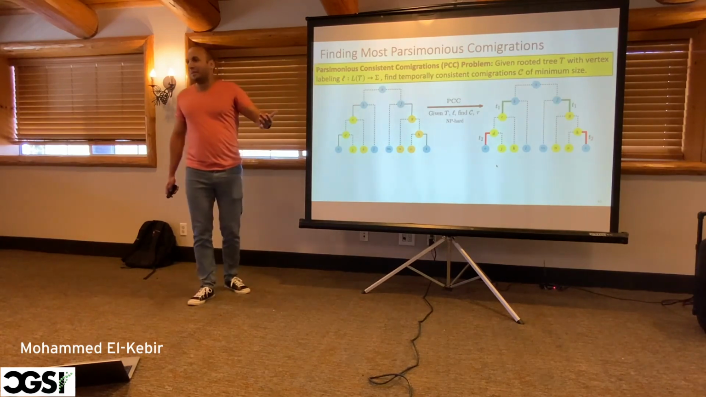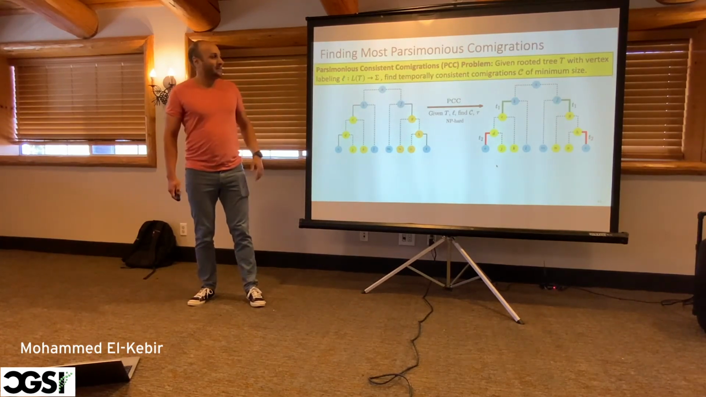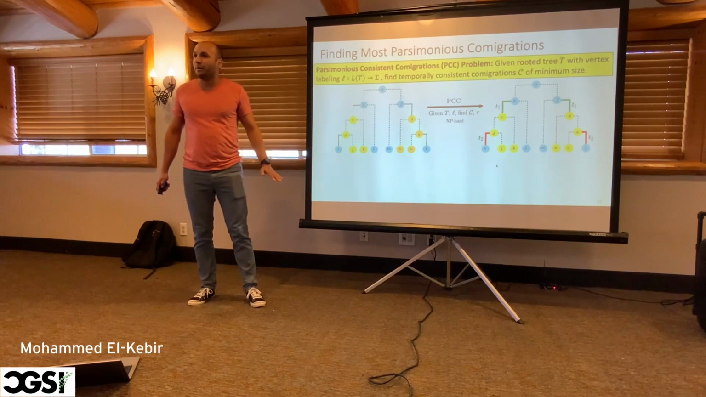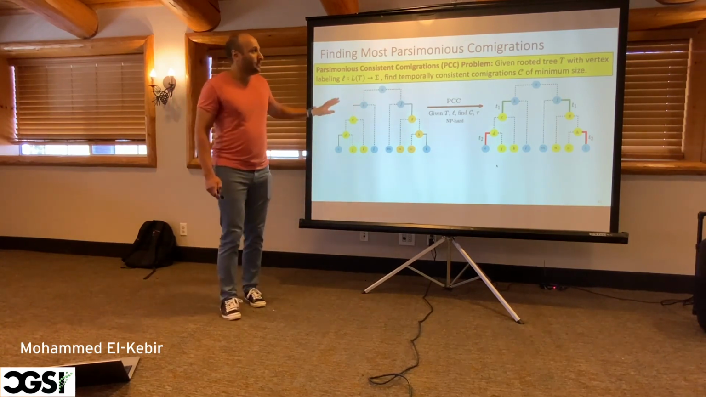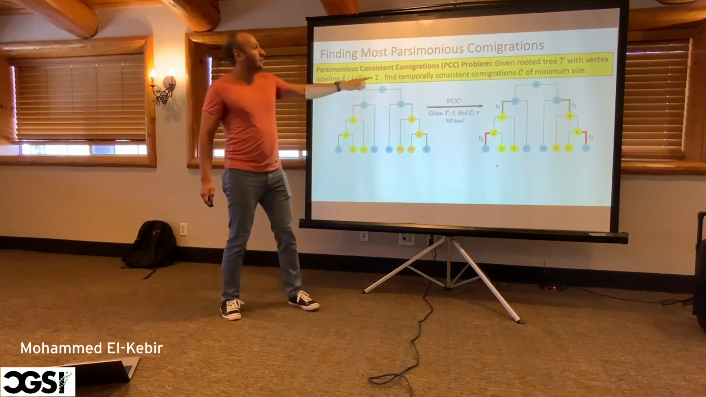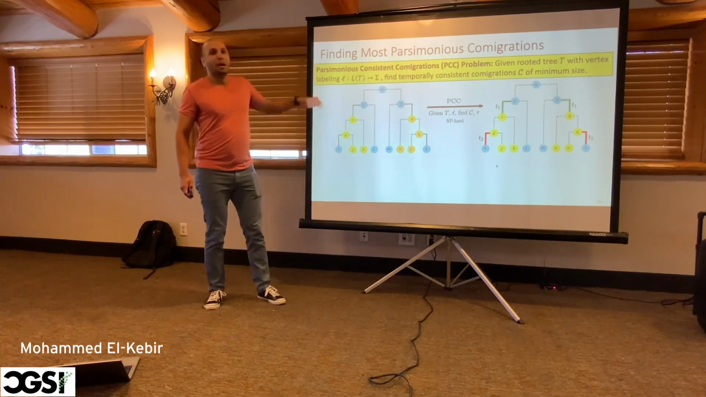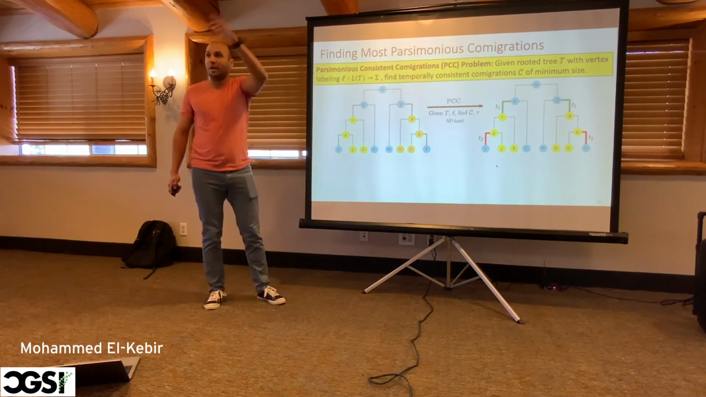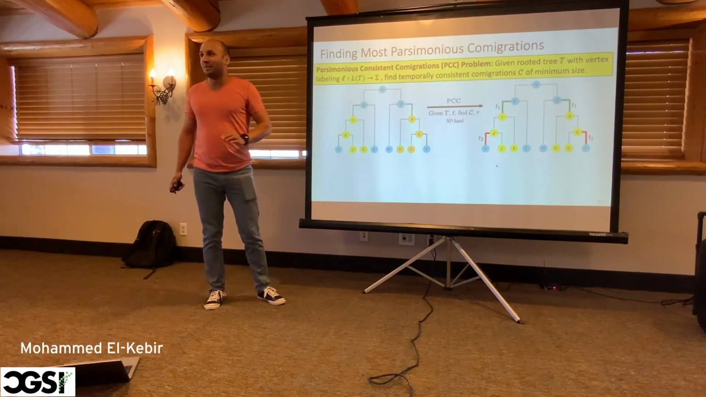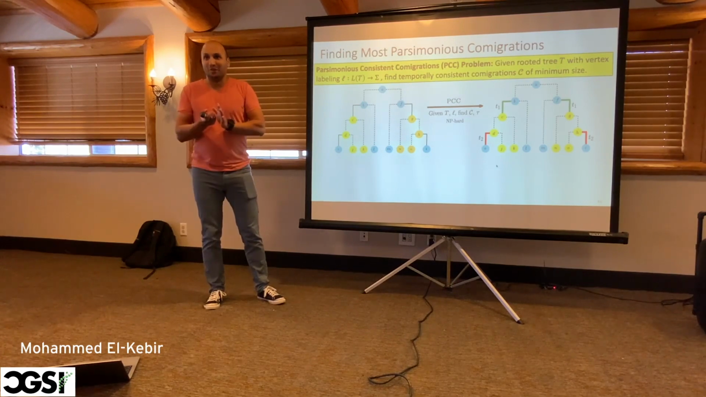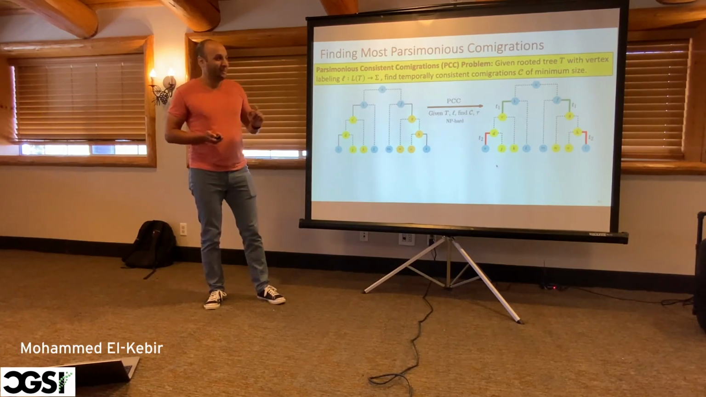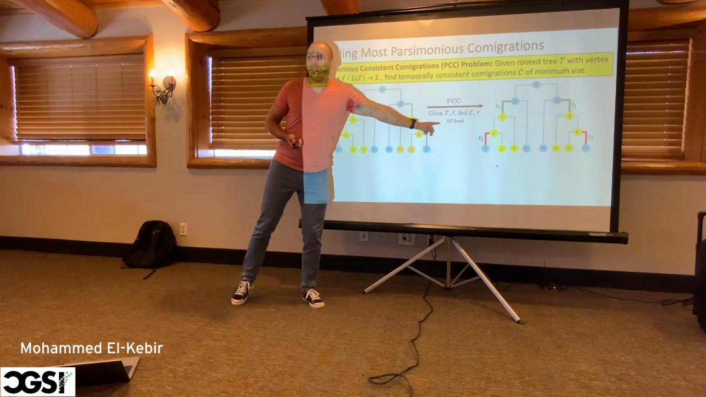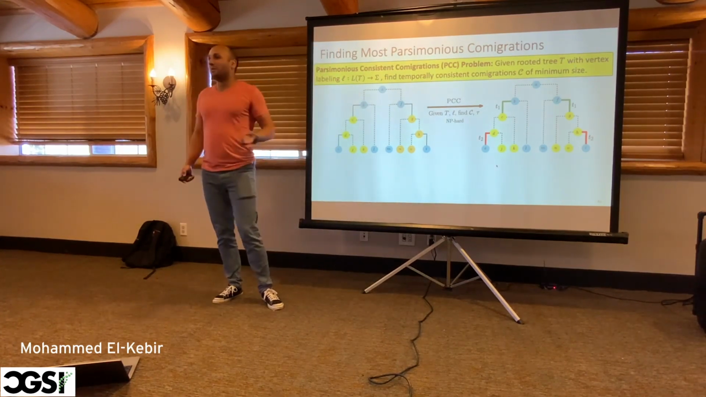The next question you can ask is, what if we're not given the set of co-migrations? The only thing we're given is the rooted tree, but we're given the vertex labeling. So we're given the locations of the leaves, but also the ancestral nodes. Can we find a set of co-migrations that is parsimonious? We want to minimize the number of co-migrations. I won't have time to go into this, but this problem is NP-hard.